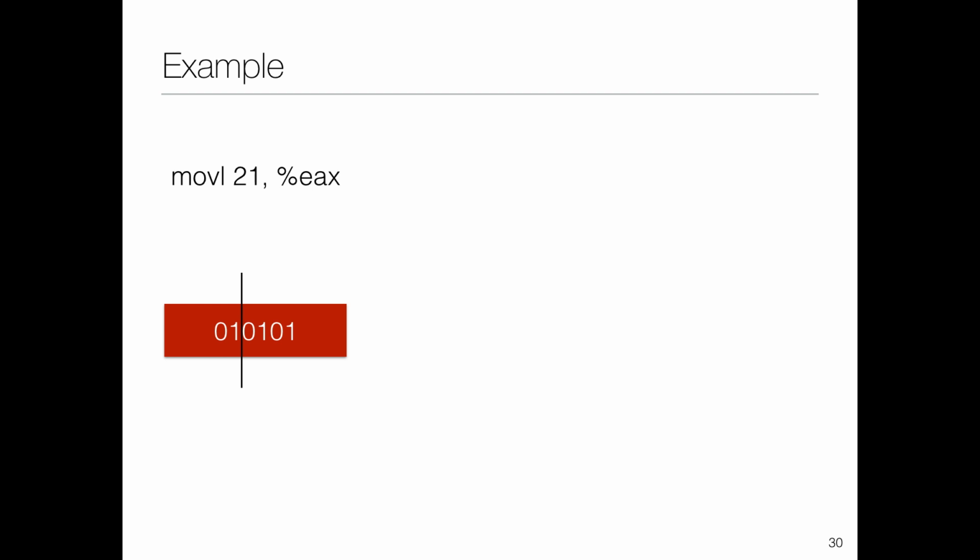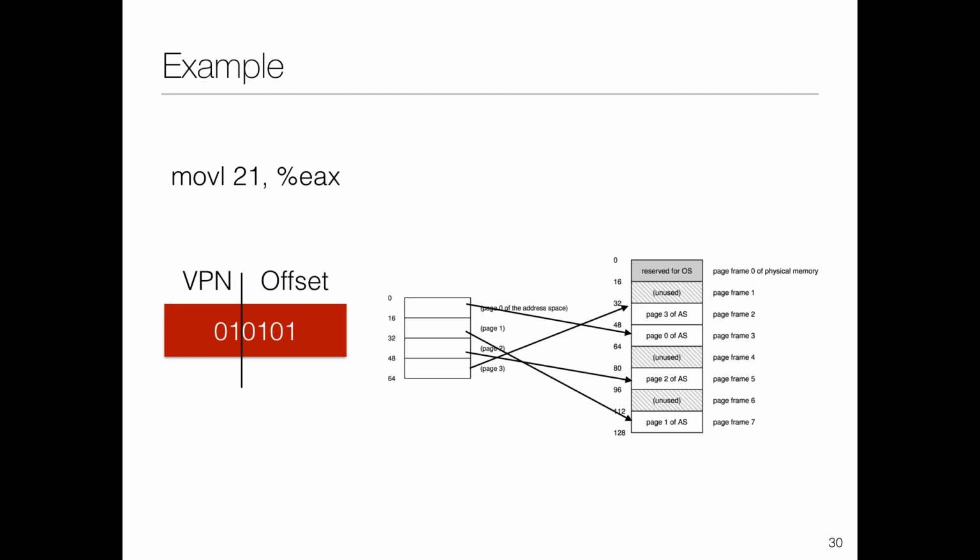So the physical address would need to be computed. It has two parts now because we want to find out which page this lies in. The last 4 bits are the offset into the page. The first bits tell us which page this belongs to. This is called the virtual page number. This is the offset. Now if we go back to the mapping which we saw previously, 01, or page 1, goes to page 7 in the physical memory.